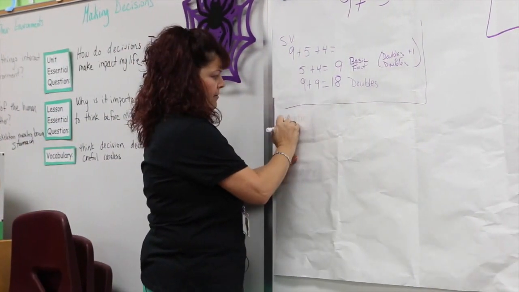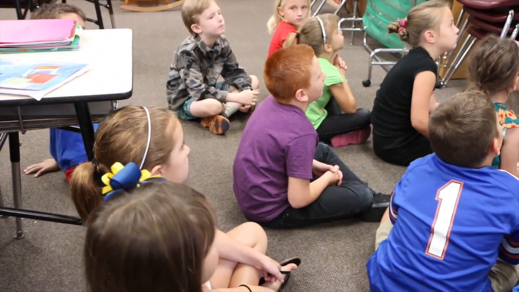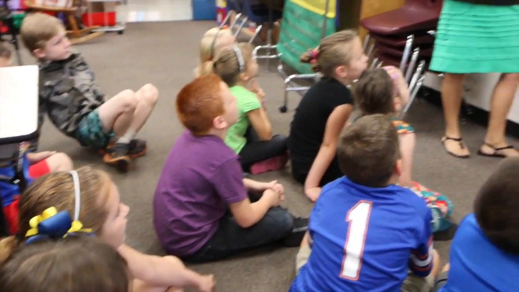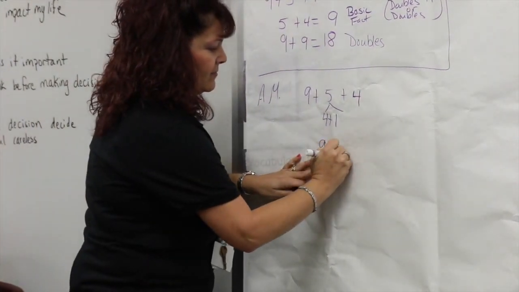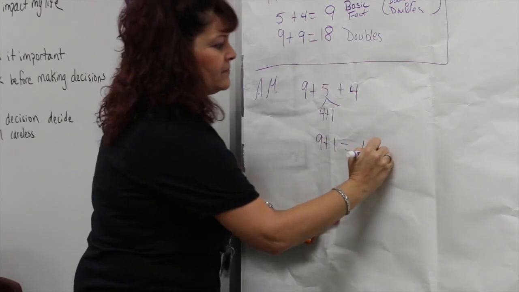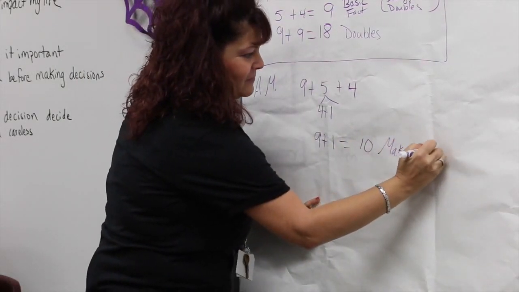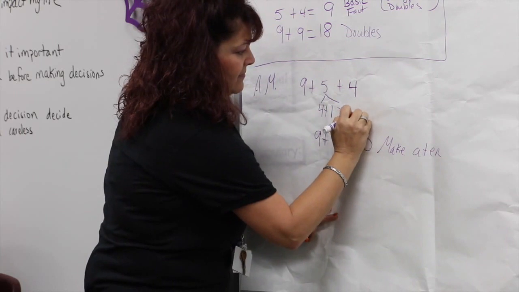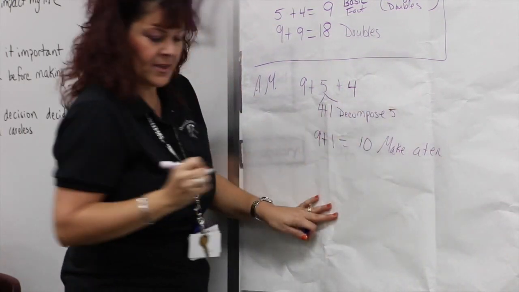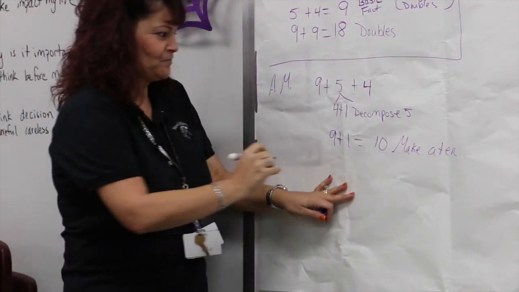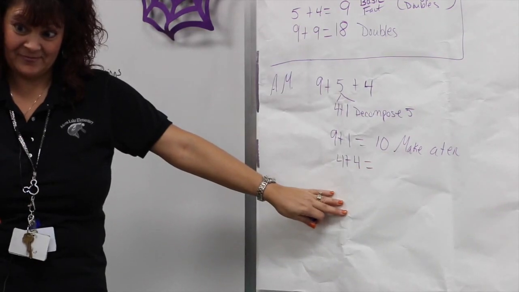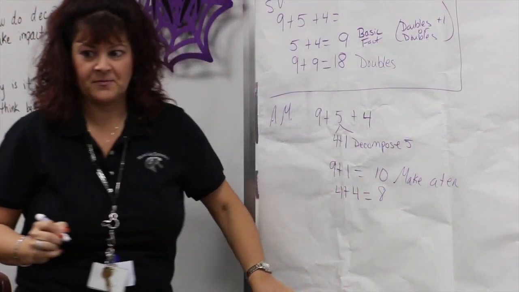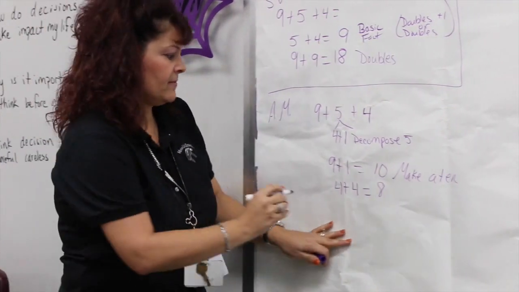Allie. I decompose the 5 into 4 and 1. And then I added on the 1 onto the 9 to make it 10. Okay. And then I added on 4 plus 4. And then that equals 8. And then I did 8 plus 10 equals 18.